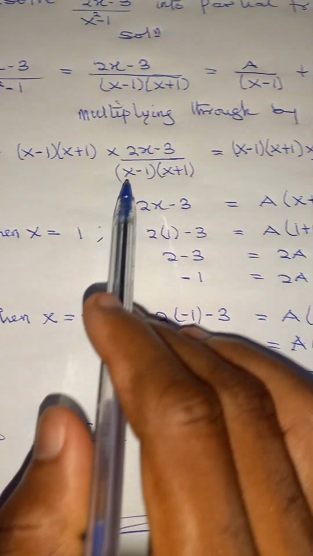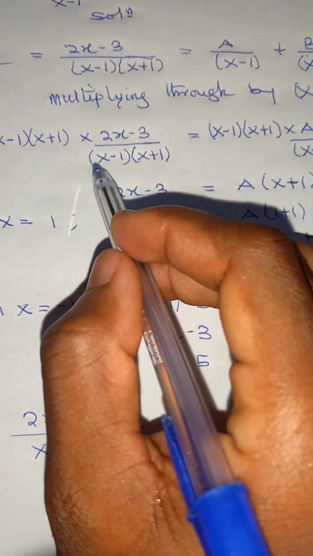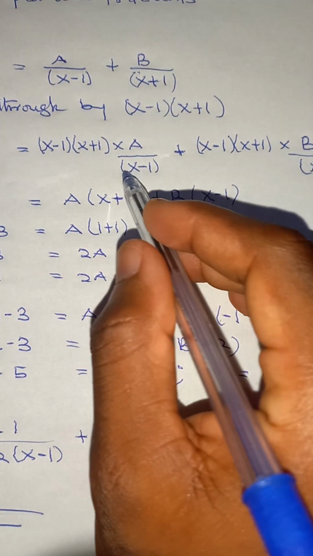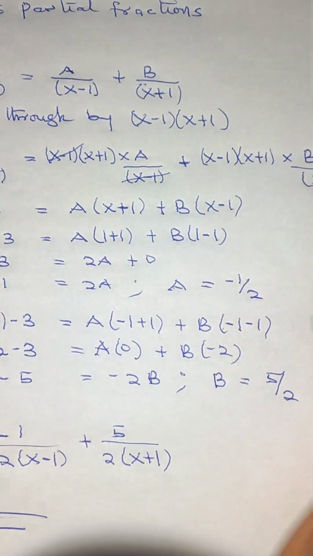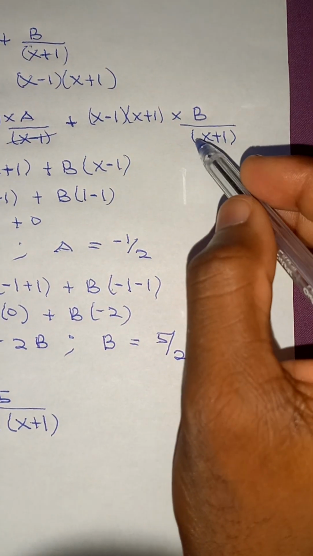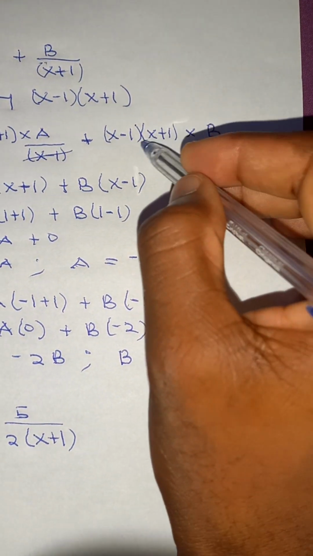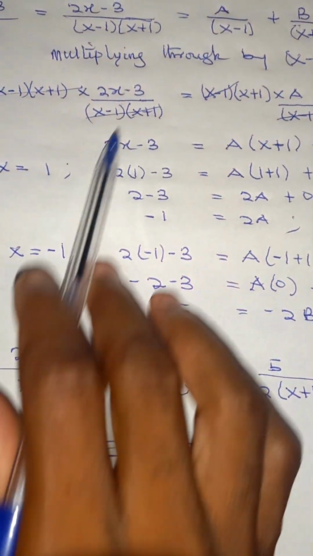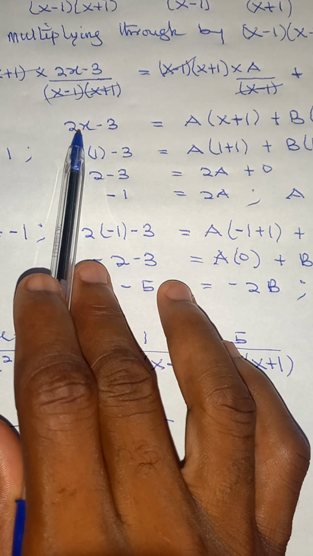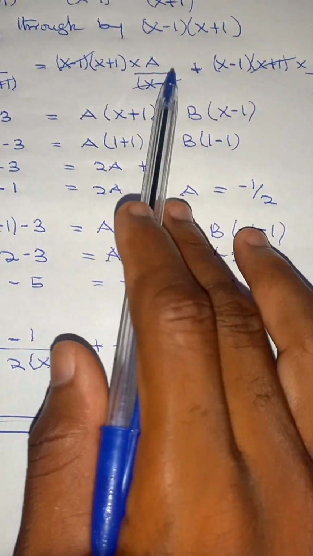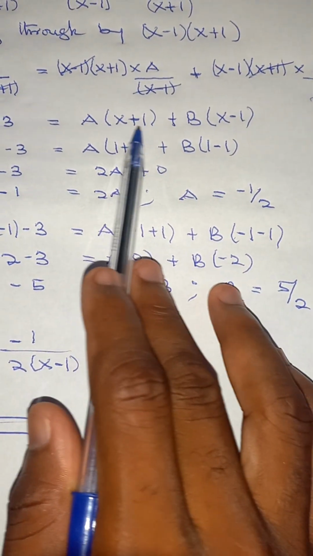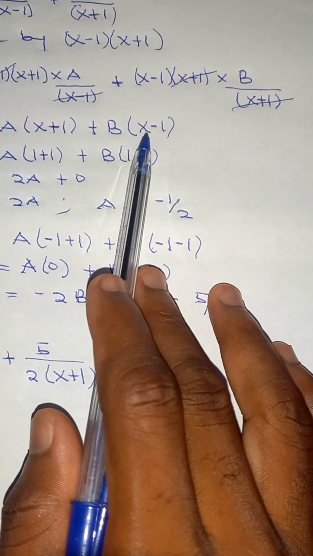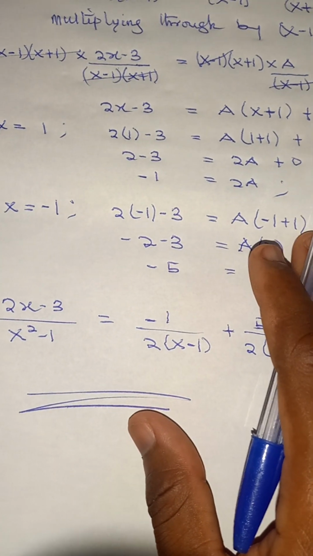Look at what happened. This x minus 1, x plus 1 here will cancel this. Then when I get here, this denominator, which is x minus 1, will get rid of the x minus 1. And here, the denominator, which is x plus 1, gets rid of the x plus 1. So finally, this is what I'll be left with. At the left side, I will be left with only 2x minus 3. Then at the right side, I will have a multiplying this bracket, which is x plus 1. Then I'll have b multiplying x minus 1 here.